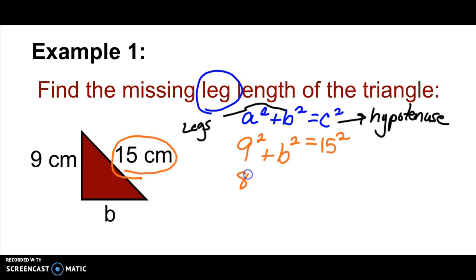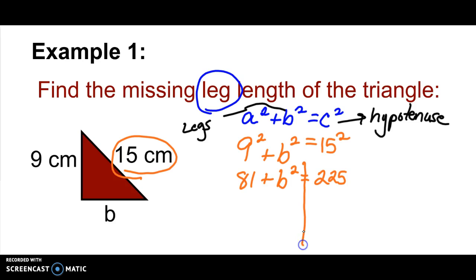So 9 squared is 81. I'm just doing the math now. b squared I don't know. And 15 squared is 225. Now this is different from when you're solving for a hypotenuse, because if you look, you will see that you have 81 and b squared on the same side of the equal sign. So you have to solve for b.